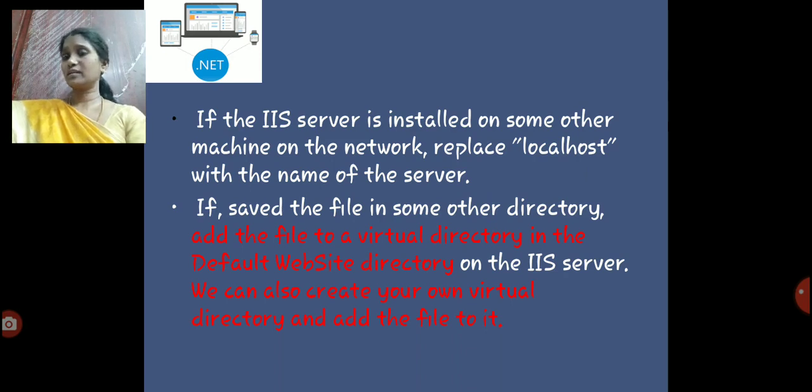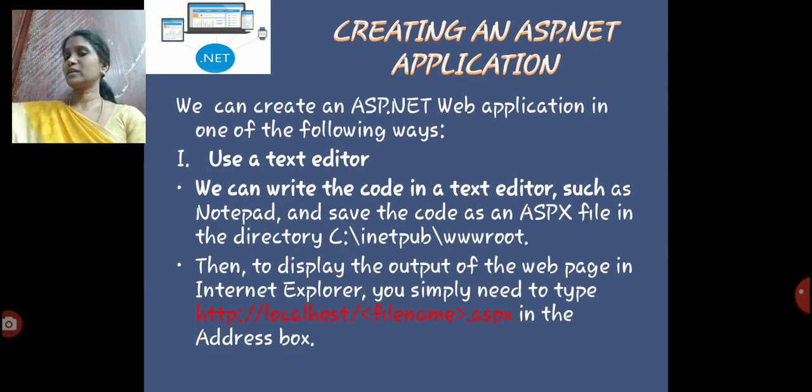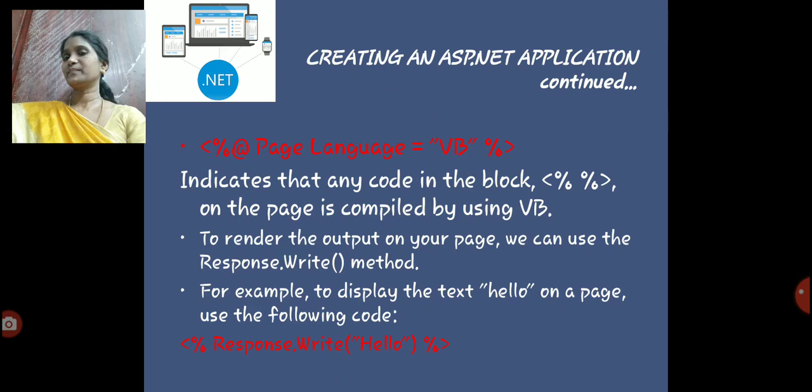the other way of saving the file is to save it in the default virtual directory. There is a virtual directory which is the default in the localhost, which is the IIS server. We can save there, or we can create our own directory also, right? So these are all the ways we can save a file and run a file. Whichever way we have saved, we have to give http://localhost, and if it is in some other directory, the directory name, then the file name .aspx. This is the way it has to be run, right?